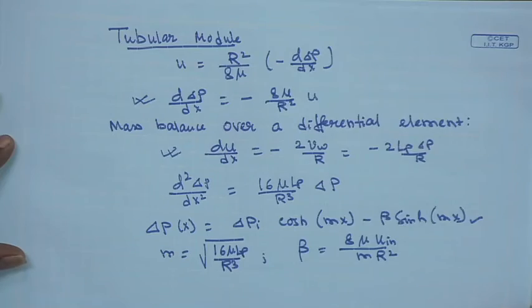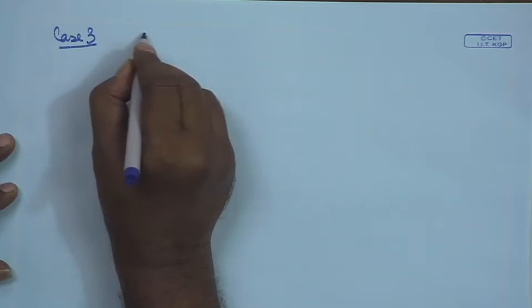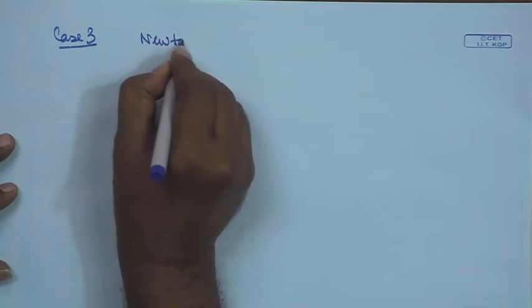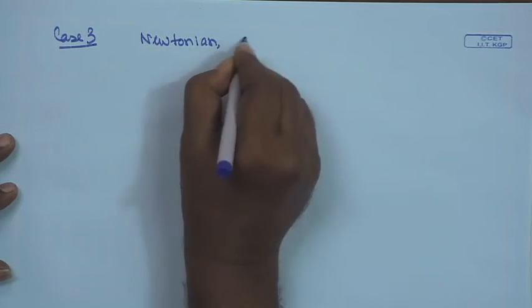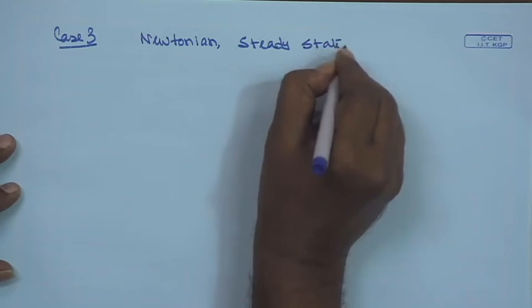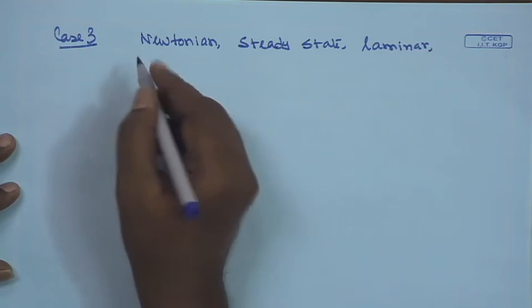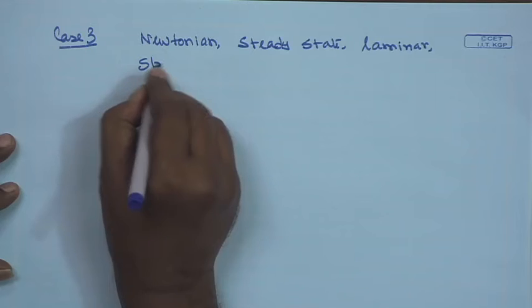So, once that is done, now let us look into the most realistic case of the module, when we are not neglecting the osmotic pressure difference. So, we will be looking at case number 3 now, where we are talking about a Newtonian fluid, Newtonian steady state laminar flow, and spiral wound module.